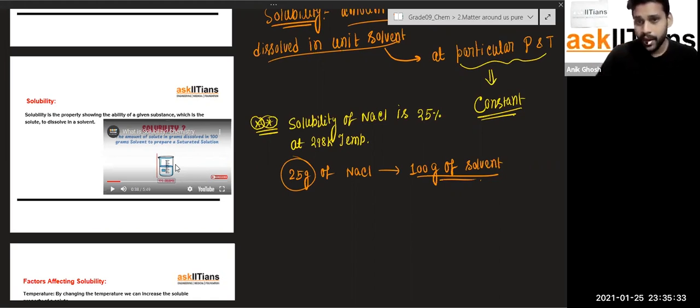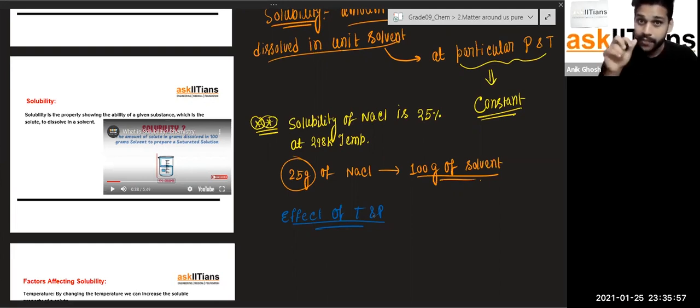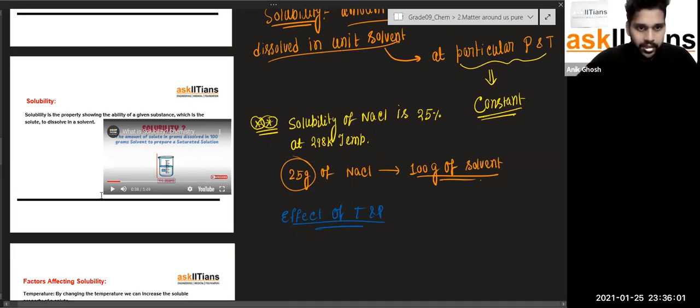So I think right now you can sense something. So soon enough we are going to learn about the effect of temperature and pressure, right? Soon, because temperature and pressure are going to make some difference. That is why they are saying that solubility is for constant temperature and pressure, because if they get changed, something would change, right? That is the thing.